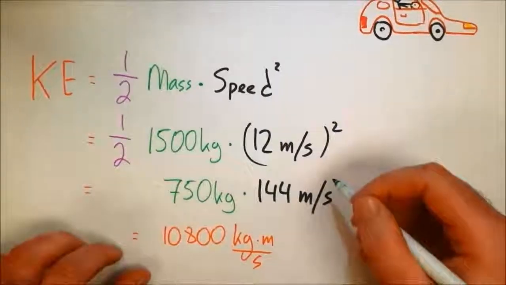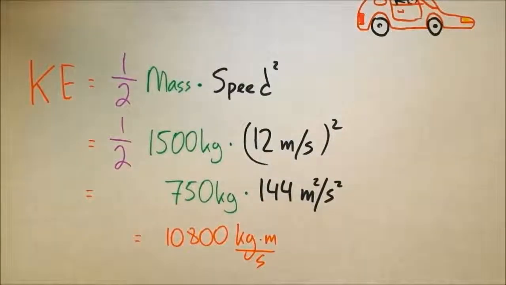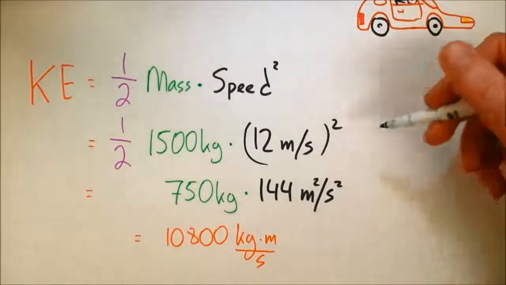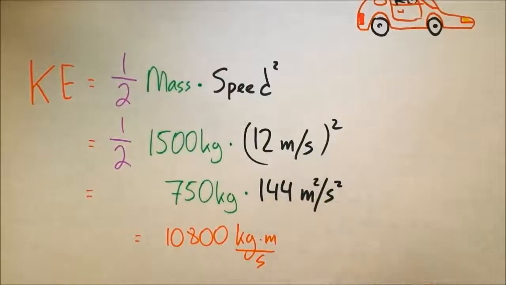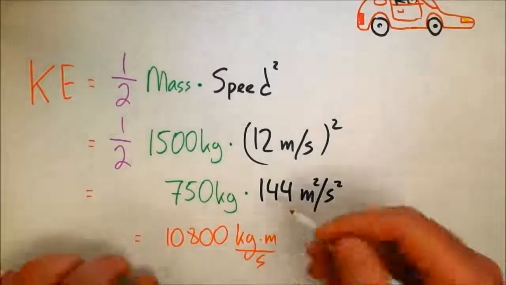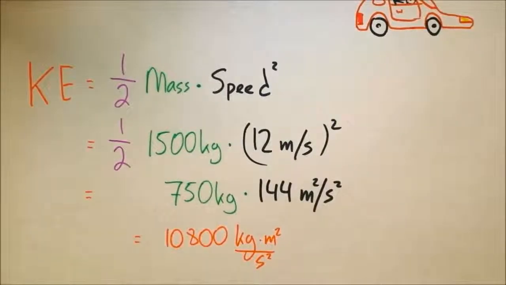Oops, I forgot to put the powers of 2 here because our units also got exponentially multiplied. Meters times meters, meters squared. Second times second is second squared. So let me put them back here. And that is your answer. 10,800 kilograms times meter squared all over second squared.